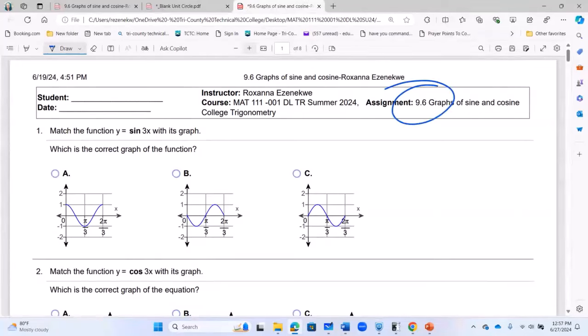Homework 9.6 says match the function y equals sine 3x, where the number in sine bx has moved from 1 to 3. That is a transformation. The transformation is moving by 3, so it's going to increase by 3. Well, the most important thing is it's still going to have the properties of sine.